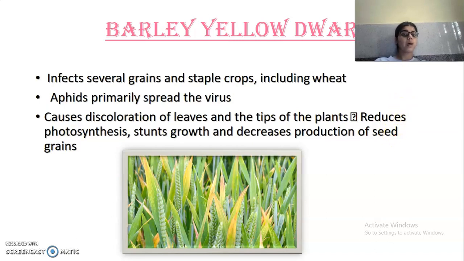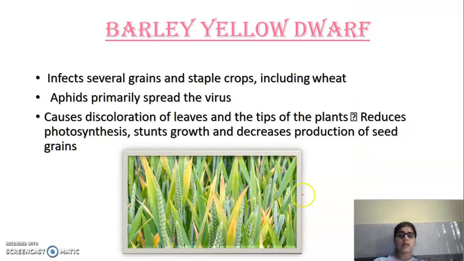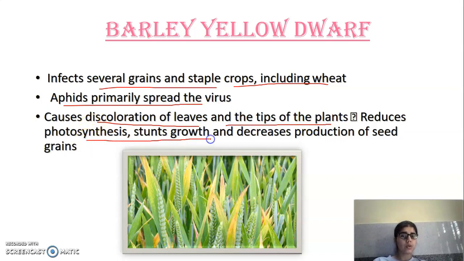Barley yellow dwarf virus infects several grains and staple crops including wheat, bajra, etc. Aphids primarily spread the virus. This virus causes discoloration of leaves and the tips of the plants, reduces photosynthesis, stunts growth, and decreases production of seed grains. These yellow leaves are caused due to this virus.